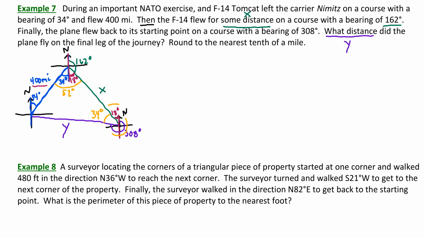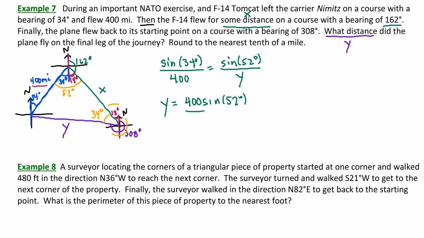Now that we know two interior angles of the triangle and at least one opposing side, we can solve for the distance representing the final leg of the plane's flight using the law of sines. That is, sine of 34 degrees divided by its opposing side, 400, will be equal to sine of 52 degrees divided by its opposing side, which we've labeled y. Solving for y, we obtain 400 times sine of 52 degrees divided by sine of 34 degrees.